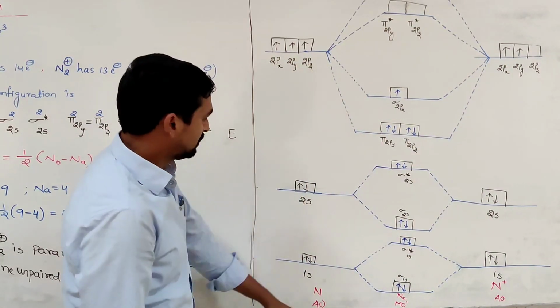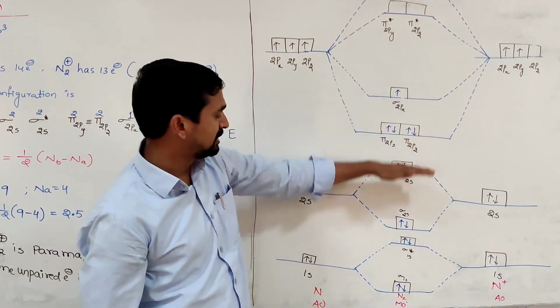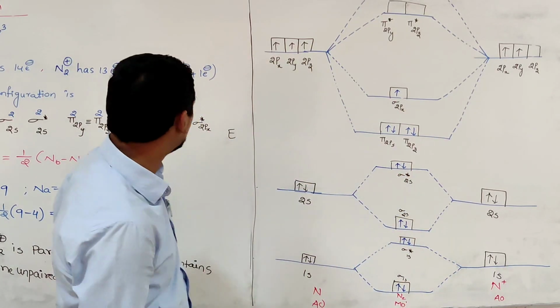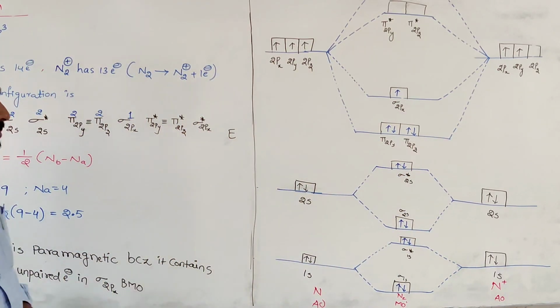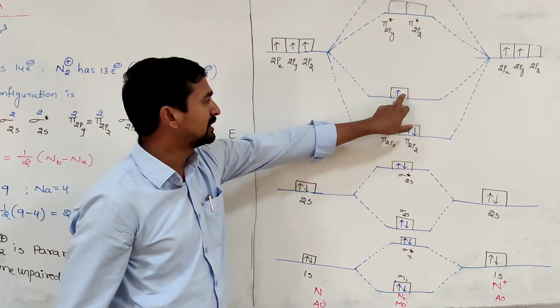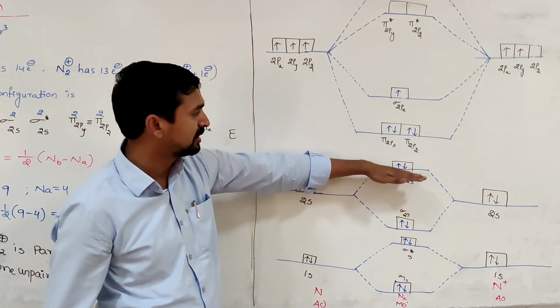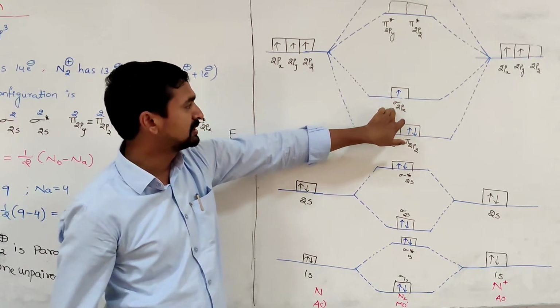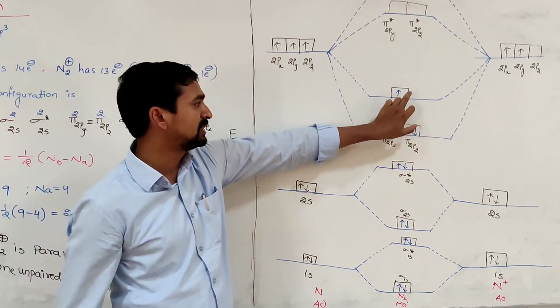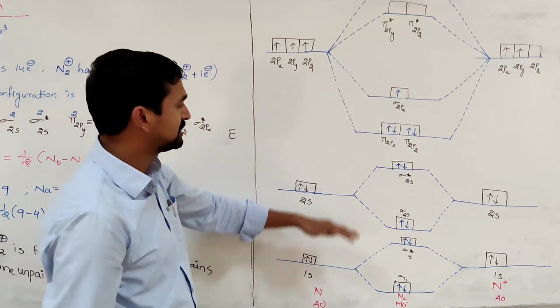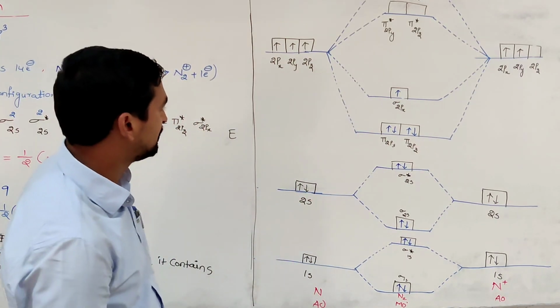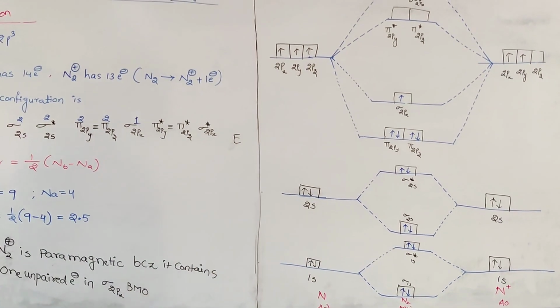So now there is no change in the energy level of the molecular orbitals; it is the same as the N2 molecule. But instead of the 2 electrons present in the sigma 2px, only 1 electron is there. We can fill up the electrons in the increasing order of their energy. So by reaching the sigma 2px, the 13th electron enters the sigma 2px. This is the molecular orbital energy level diagram for the N2 plus ion.